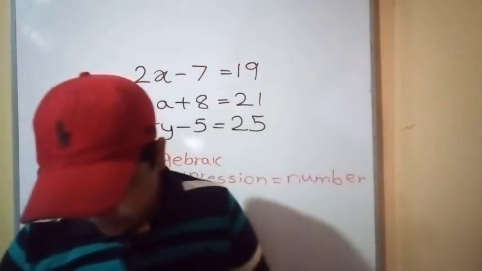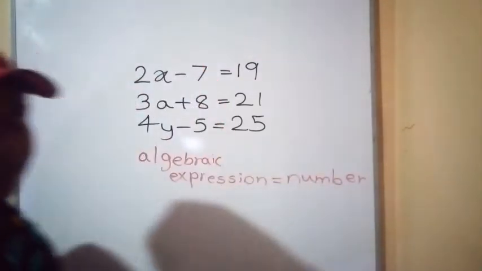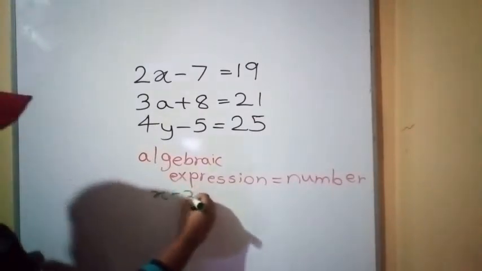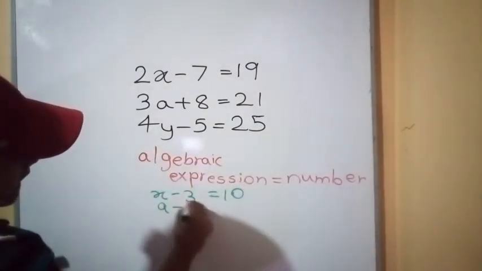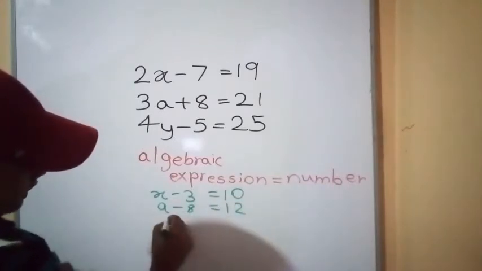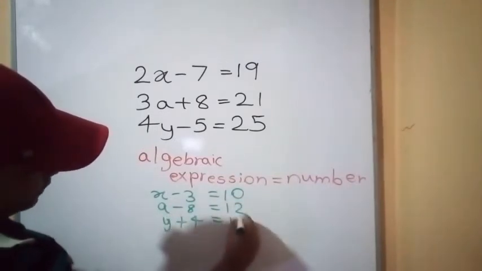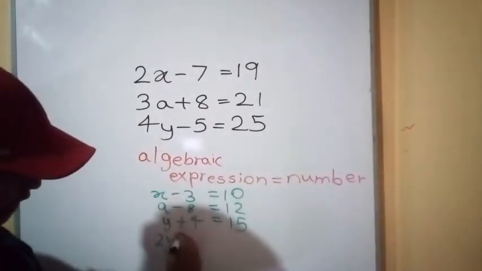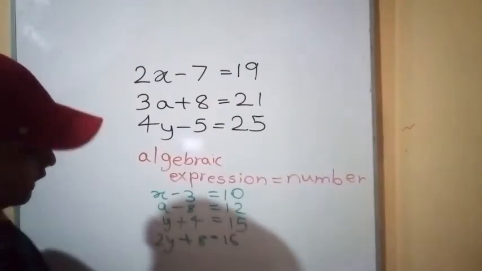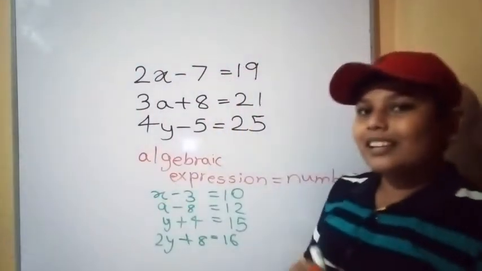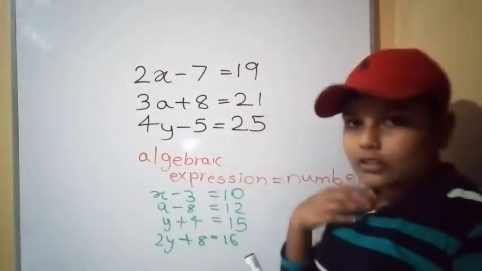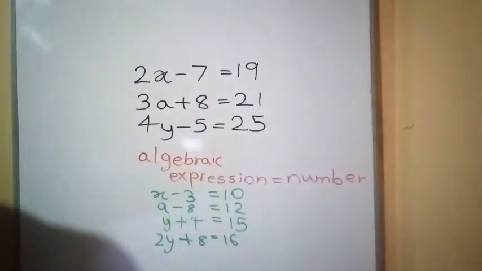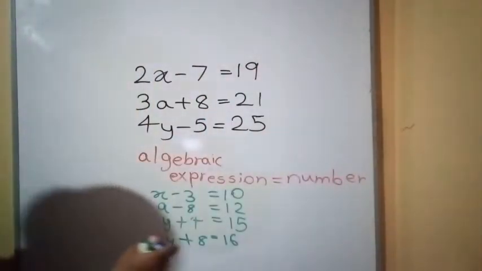Now you can get the examples. X subtract 3 equals 10. A subtract 8 equals 12. Y plus 4 equals 15. 2y add 8 equals 16. These are called simple equations. These are also equations, but they are simple equations, and they are very important.